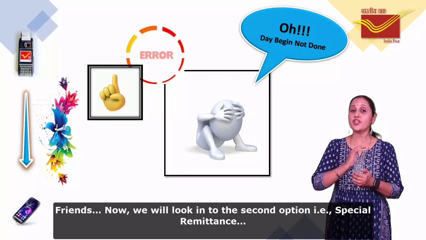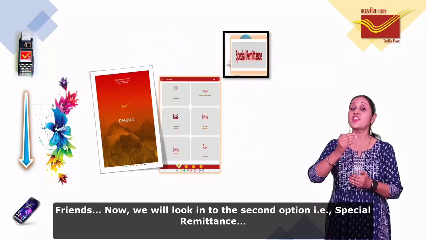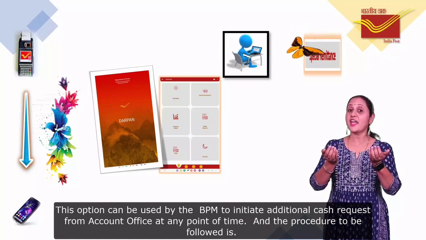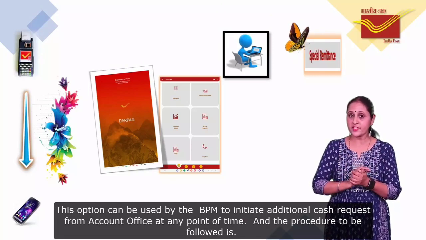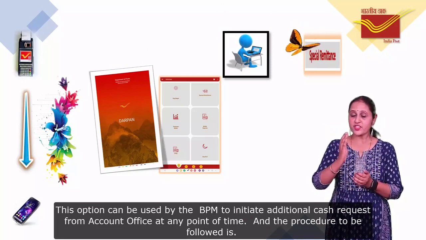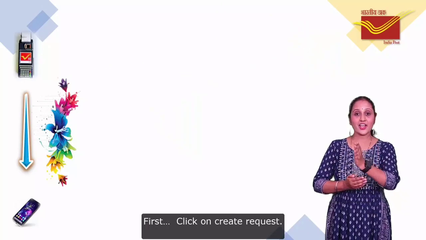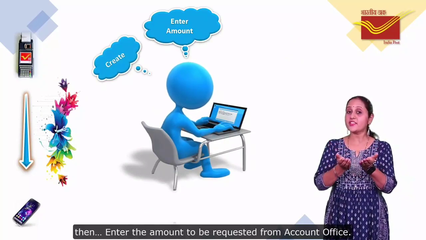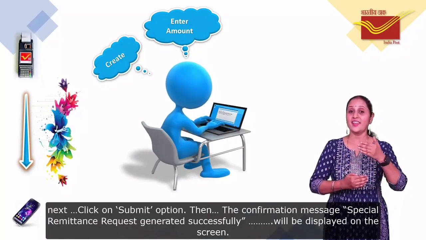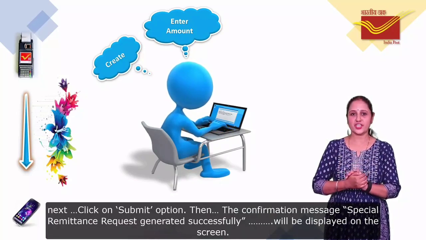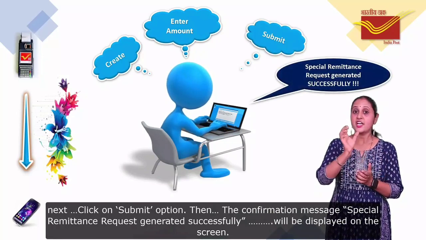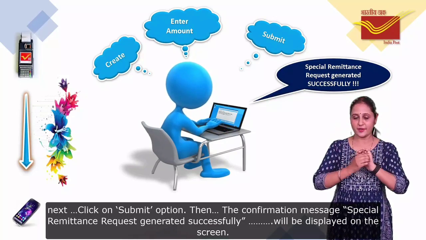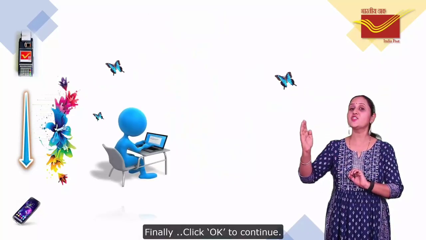Friends, now we'll look into the second option, that is Special Remittance. This option can be used by the BPM to initiate additional cash requests from the account office at any point of time. The procedure to be followed is: first, click on Create Request. Then, enter the amount to be requested from the account office. Next, click on the Submit option. Then the confirmation message, Special Remittance Request generated successfully, will be displayed on the screen. Finally, click on OK to continue.